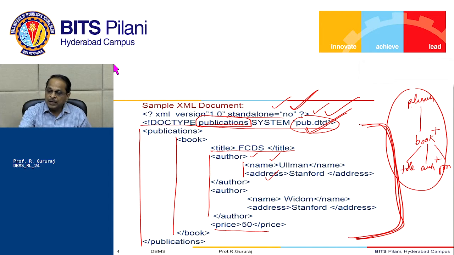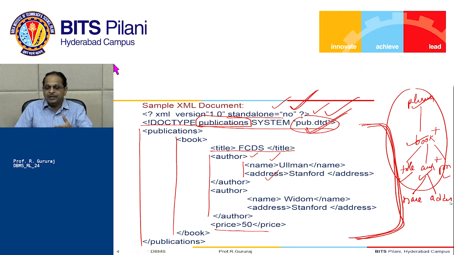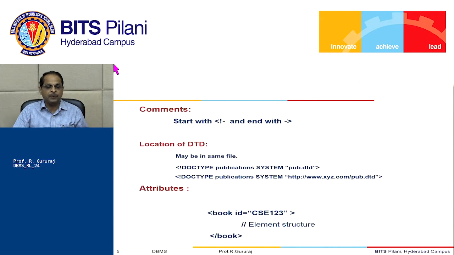Okay, so the root element is publications. It contains one or more book elements. Each book element contains one title sub-element, one or more author elements, and then one price element. And moreover, each author element contains one name sub-element and one address sub-element. This will give me the structure of the XML document. The same structure can be represented using a DTD document.